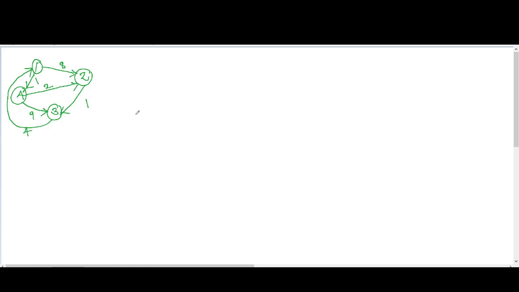Now using Floyd-Warshall algorithm, we can find the shortest path distance between every pair of vertices. At first you have to count the number of vertices here. How many vertices here? There are 4 vertices, 1, 2, 3 and 4. So the number of vertices is 4. Now here we have to form the initial distance matrix D naught. The initial distance matrix D naught is a 4 by 4 square matrix.